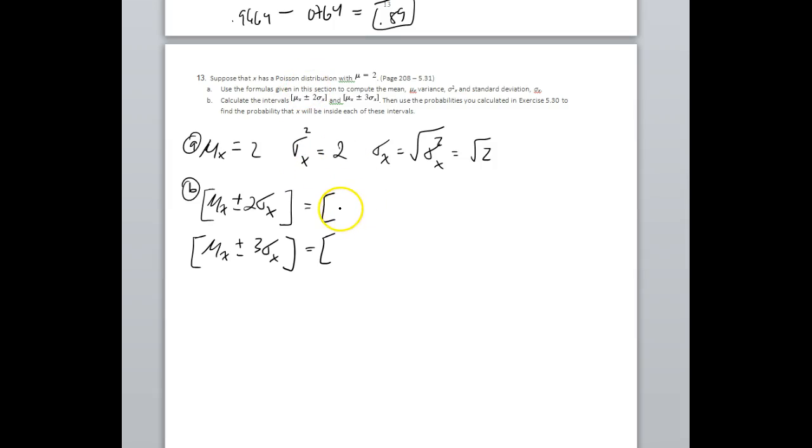Okay, so we'll just say this is 2 minus 2 times the square root of 2. So 2 being the mean, minus 2 being the 2 that's given to us here, and the square root of 2, which is sigma x. And that is from 2 plus 2 times the square root of 2. And then this is 2 minus 3 times the square root of 2, all the way to 2 plus 3 times the square root of 2. And this is all going to shake out to negative 0.82.